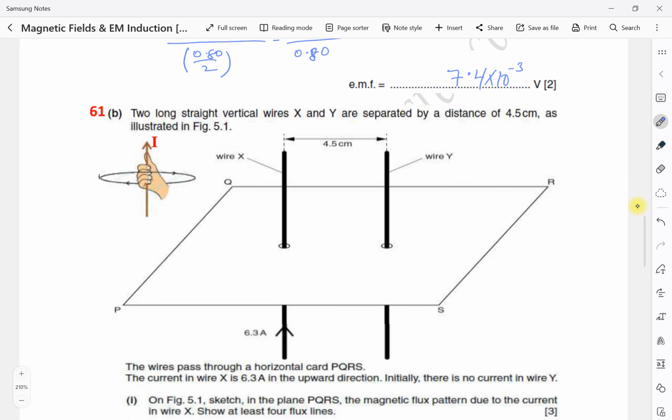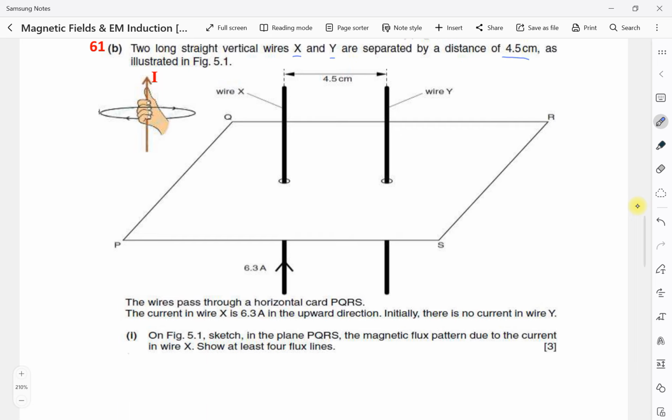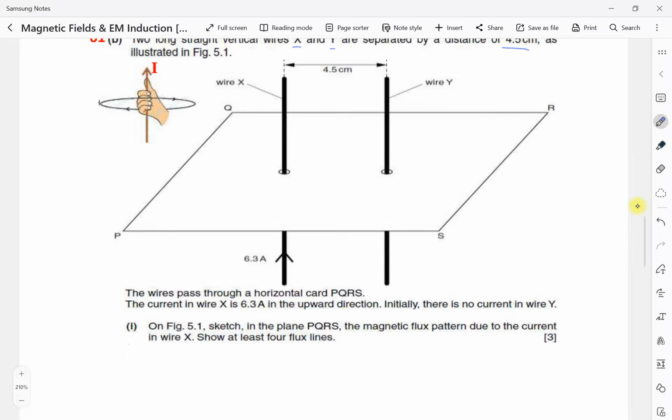Okay. Two long straight vertical wires X and Y are separated by a distance of 4.5 centimeters as illustrated here. The wires pass through a horizontal card PQRS. The current in wire X is 6.8 amperes in the upward direction. Initially, there is no current in wire Y. This is a similar question to what we have already answered.